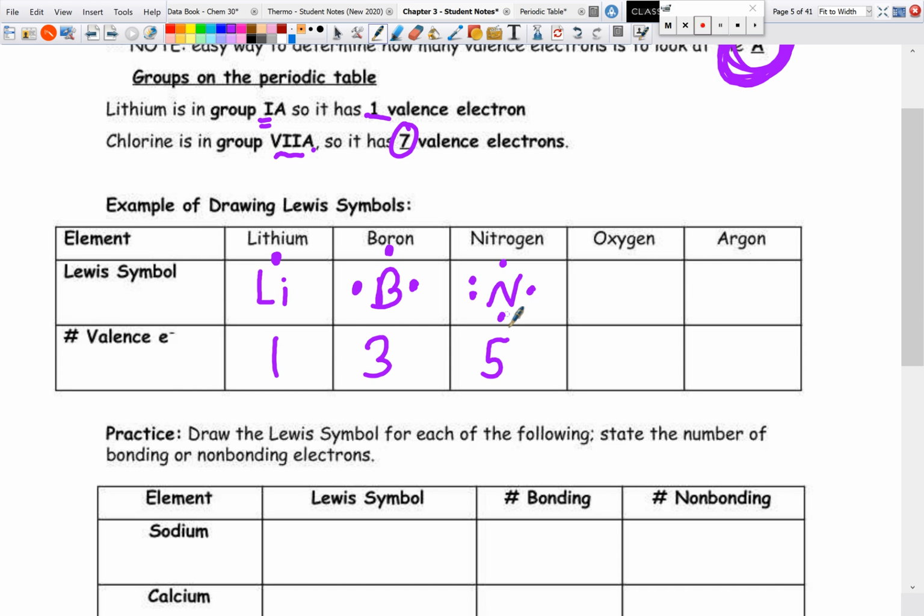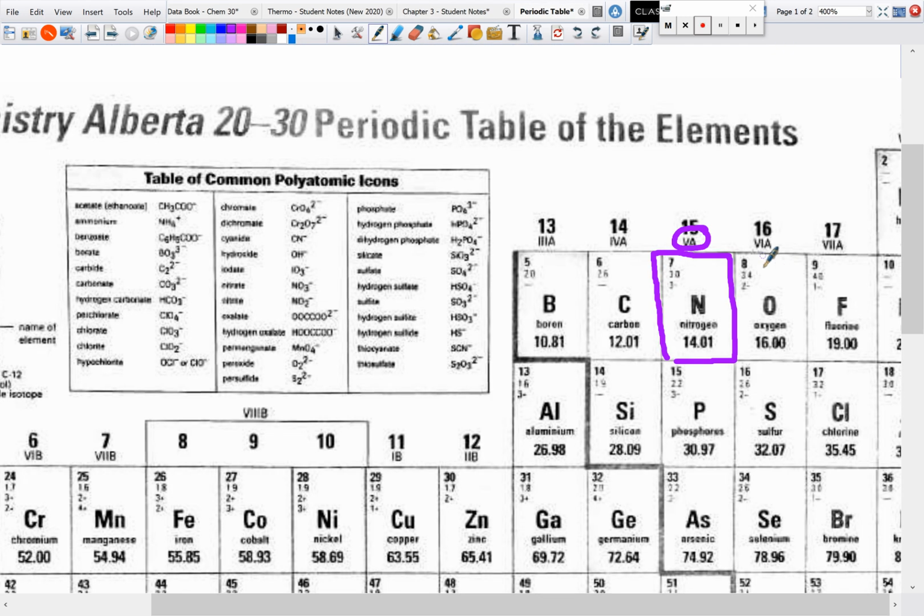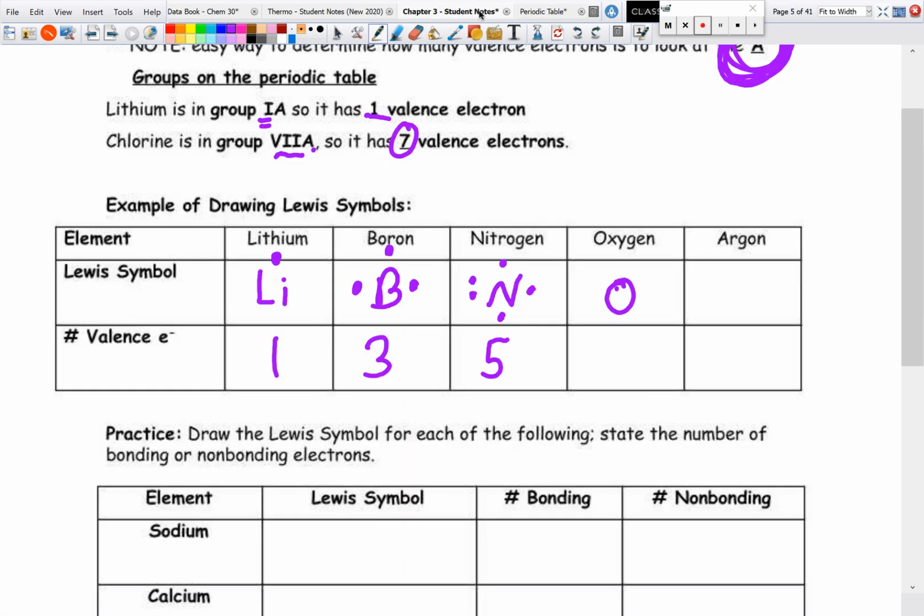All right, and the last two, oxygen is O. On the periodic table, oxygen is right here. It's in group 6A, indicating it's going to have 6 electrons. And how we put them in, we go 1, 2, 3, 4. It's all full. Now let's start pairing. 5, 6. So we got 2 paired, 2 unpaired. And finally, the last one, argon.